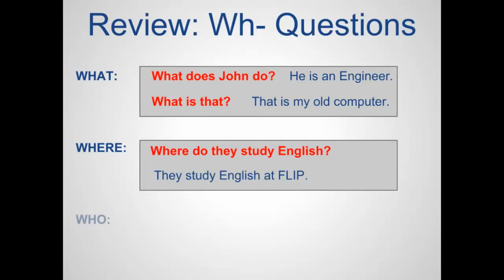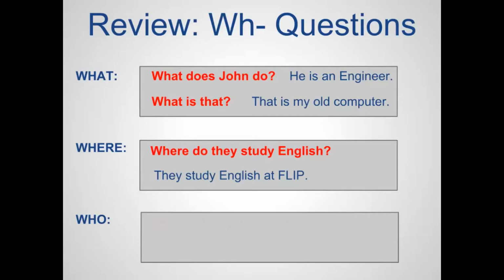The next one that we have is who, right? For person or people if it's in the plural. So let's take a look. We have here, who is that girl over there? She is my ex-girlfriend. You see, so she, the person, right, is my ex-girlfriend, okay? Remember, who talks about people, okay?